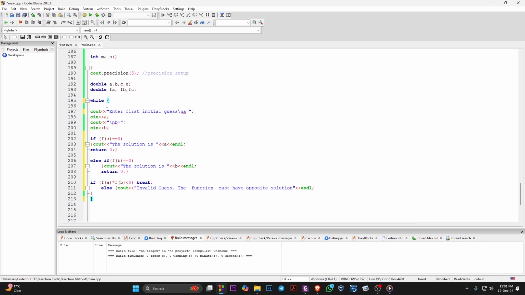This while loop. Oh, sorry. I want to have the initial guess till I get the opposite solution. So I want to run this loop again and again. Okay, so for this, I would like to add true. This would help me to run this loop again and again.